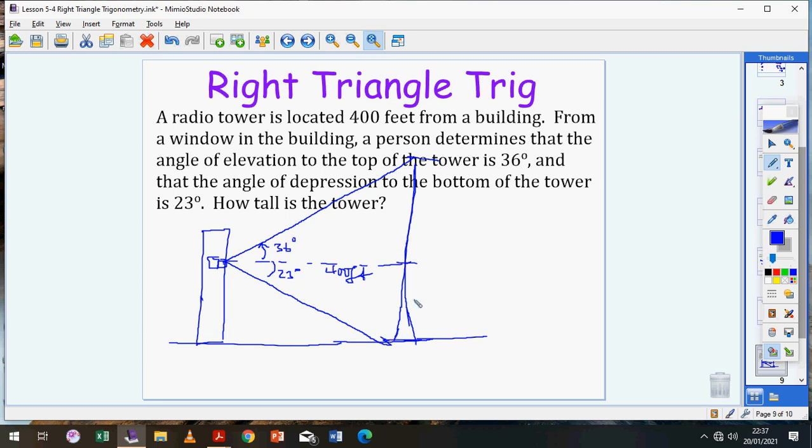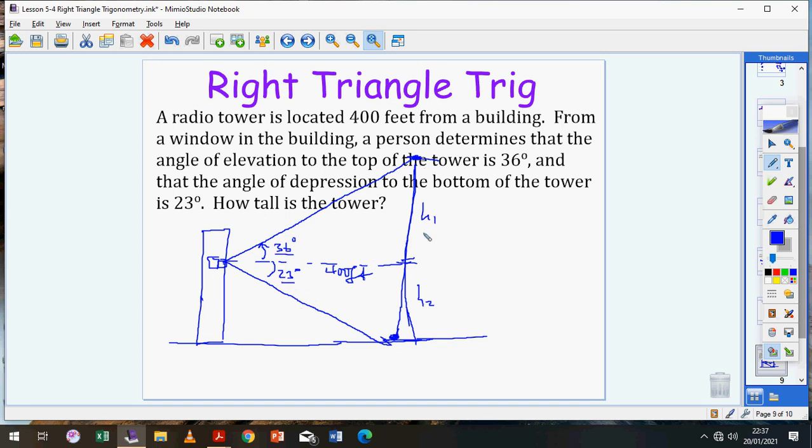So I can call this h1 and this h2, and then I can use tan to find each of the h values. So in the top triangle, and like I said earlier, if it is the same point, the angle of elevation is the same as the angle of depression. But I hope you can see that the angle of elevation to the top and the angle of depression to the bottom are talking about two different things. That's why the angles are not the same.